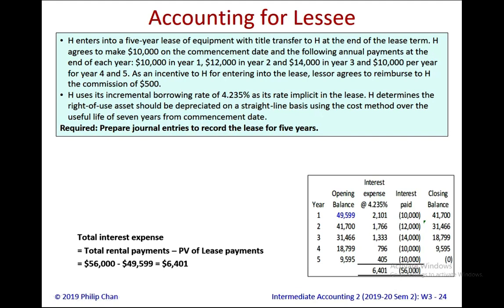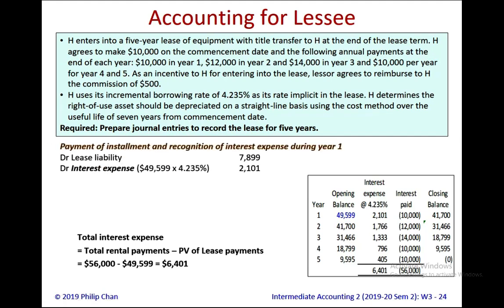But in terms of the entry for these 5 years, for the end of year 1, we're going to debit the interest expense of 2101, and then of course we would credit the bank of 10,000, and the balancing figure is on lease liability. So this number is a debit to lease liability. And does it make sense to have a debit? Yes, indeed. As you can see, it started with 49,599, and at the end of year 5, all lease liability would be settled.